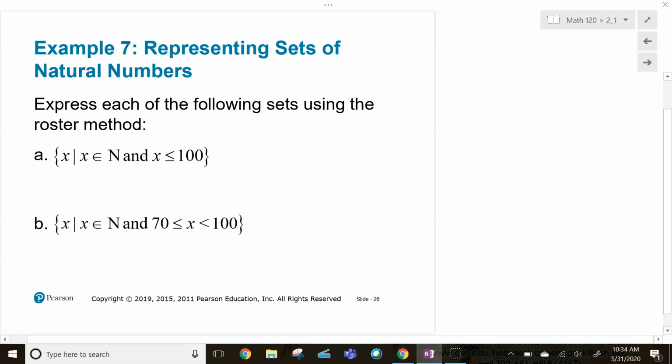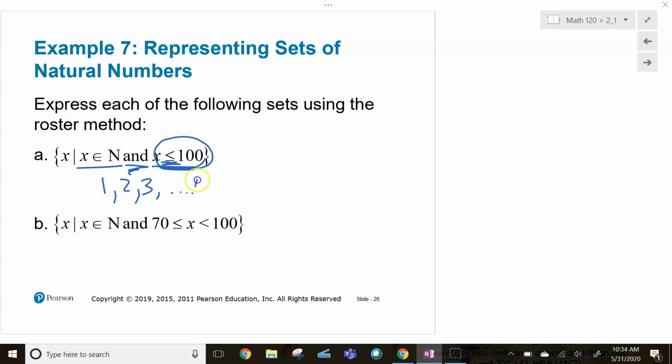All right, express each of the sets using the roster method. So we're a natural number, the counting number, and it's got the requirement, again intersection, that we've got to be less than or equal to 100. So we're going to start out, we're a natural number. These are definitely less than or equal to 100, but I'm not going to list them all, so I'm going to go right up until 100, and I'm going to include it because I've got an or equal to on that. So 100 is my last one.